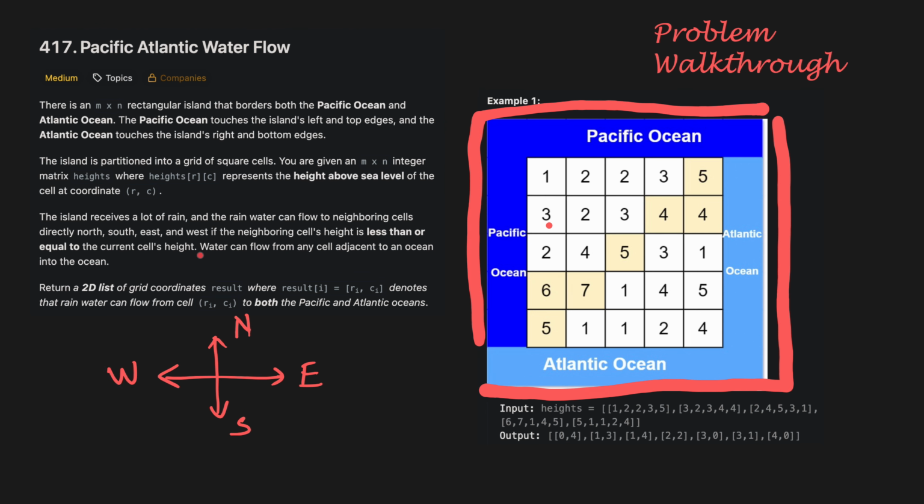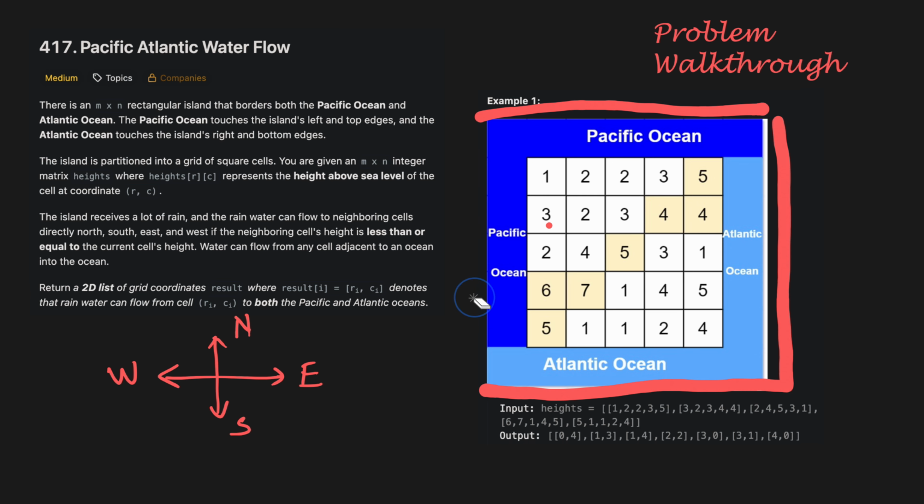But this flow of water happens only if the neighboring cell's height is less than or equal to the current cell's height. Water can flow from any cell adjacent to an ocean into the ocean. And our goal is to find all the cells on the island from which rainwater can reach both the Pacific and the Atlantic, which we return as a 2D list of grid coordinates.